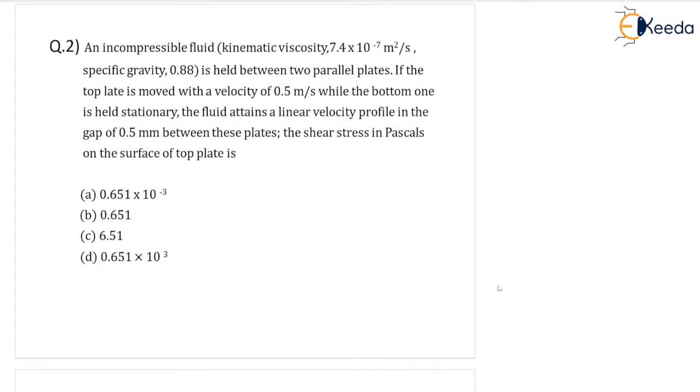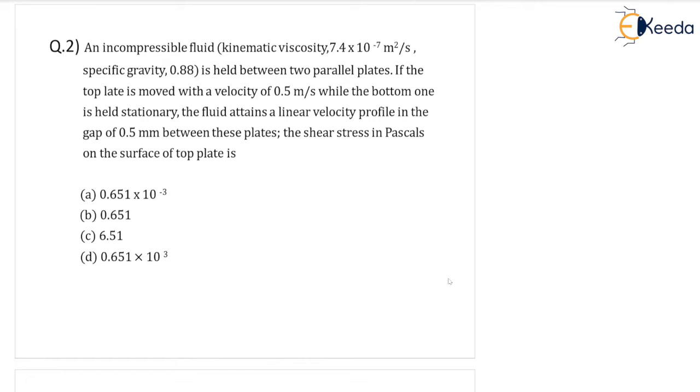As you can see on the screen, I'll read the question. An incompressible fluid having kinematic viscosity 7.4 into 10 to the power minus 7 meters squared per second, having specific gravity 0.88, is held between two parallel plates. If the top plate is moved with a velocity of 0.5 meter per second and the bottom one is held stationary, the fluid attains a linear velocity profile in the gap of 0.5 mm between the plates. Question is, find the shear stress in pascals on the surface of the top plate.